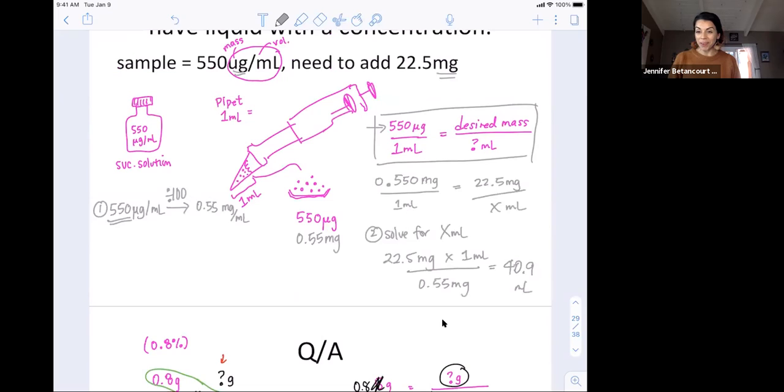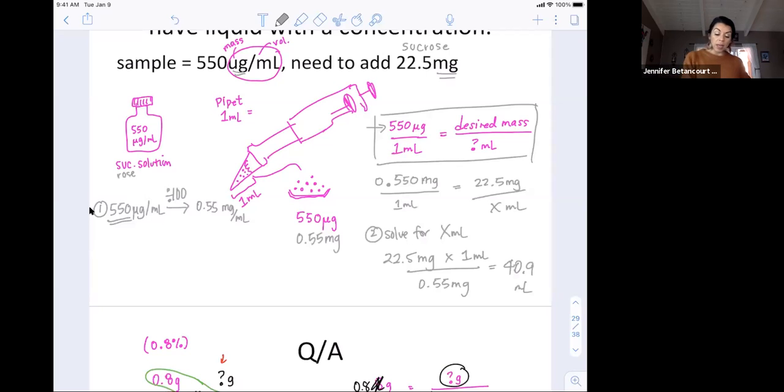Does anyone remember what I said the solution was in this example? Sucrose? Yeah, sucrose. Okay. So the protocol was asking for 22.5 milligrams of sucrose. You don't have it as a solid anymore, but you do have a sucrose solution. So the correct answer would say, take 40.9 milliliters of 550 microgram per mil sucrose solution.